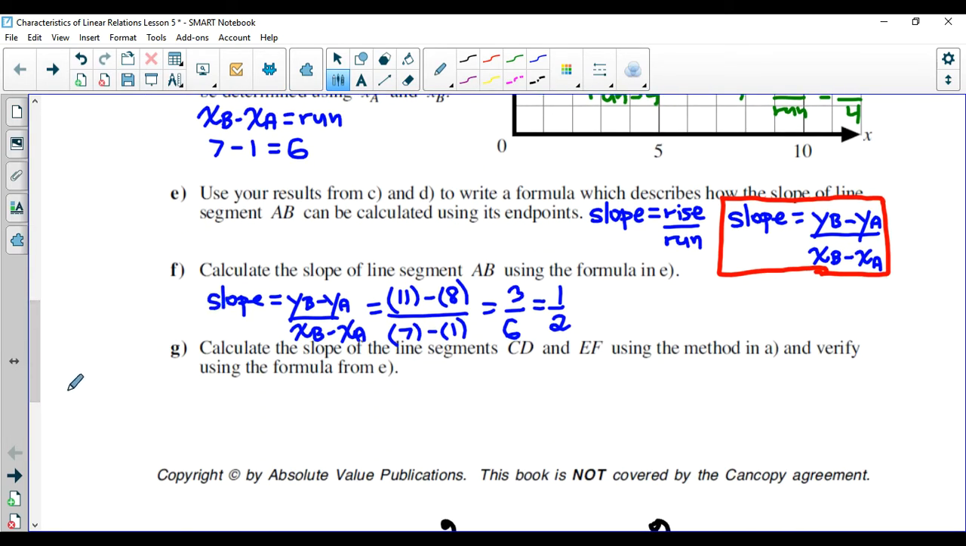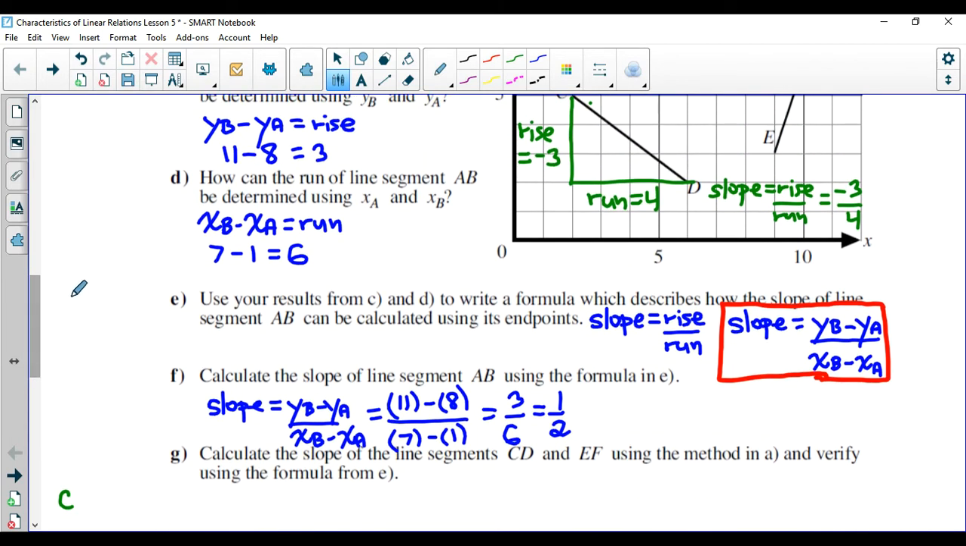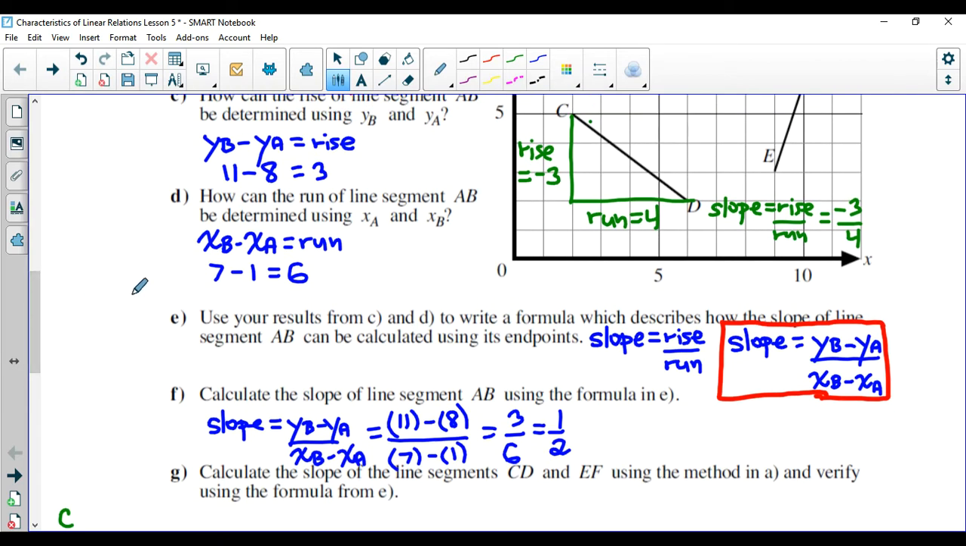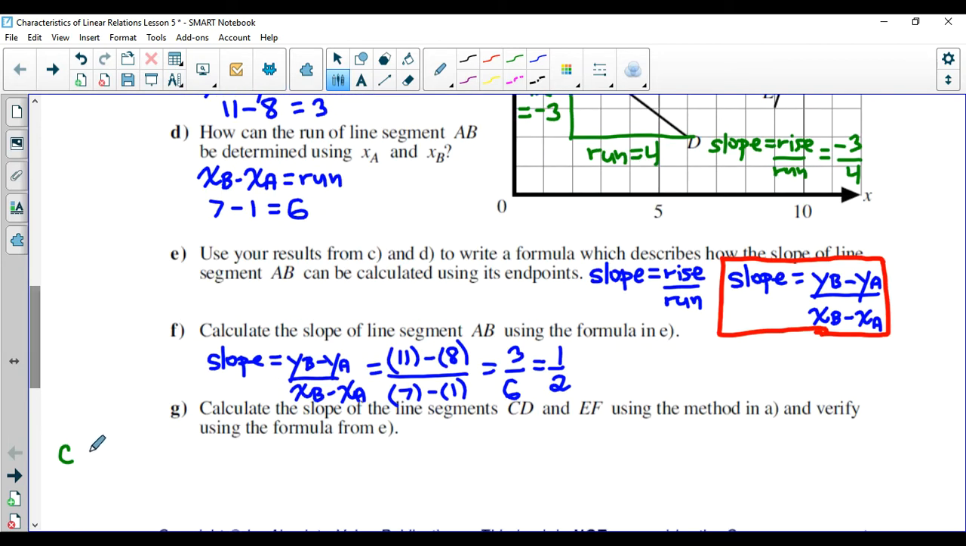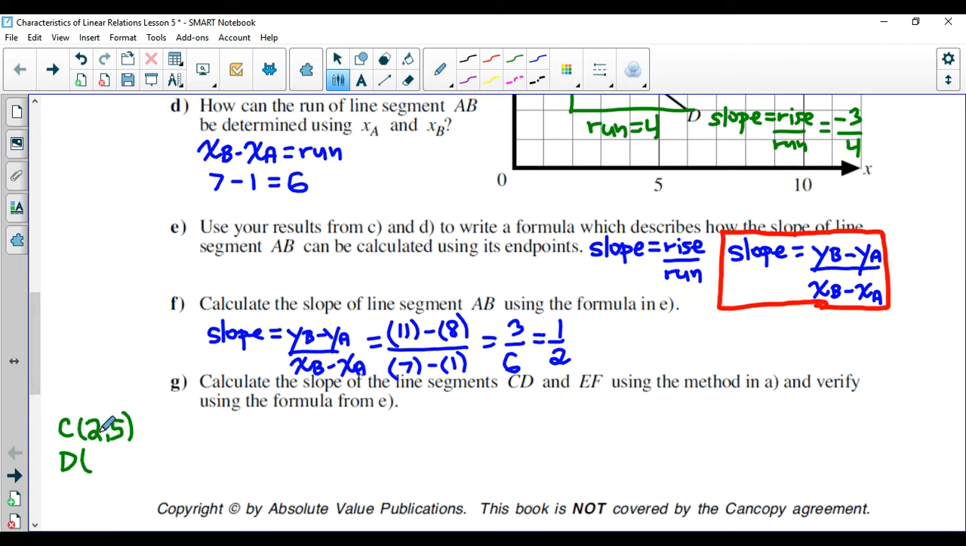So point C, let's see if I can get it on the screen there. Yeah, just barely. Okay, point C would have an x coordinate of 2 and a y coordinate of 5. So we'd say 2, 5. And then point D would have an x coordinate of 6 and a y coordinate of 2. So it would be 6, 2.